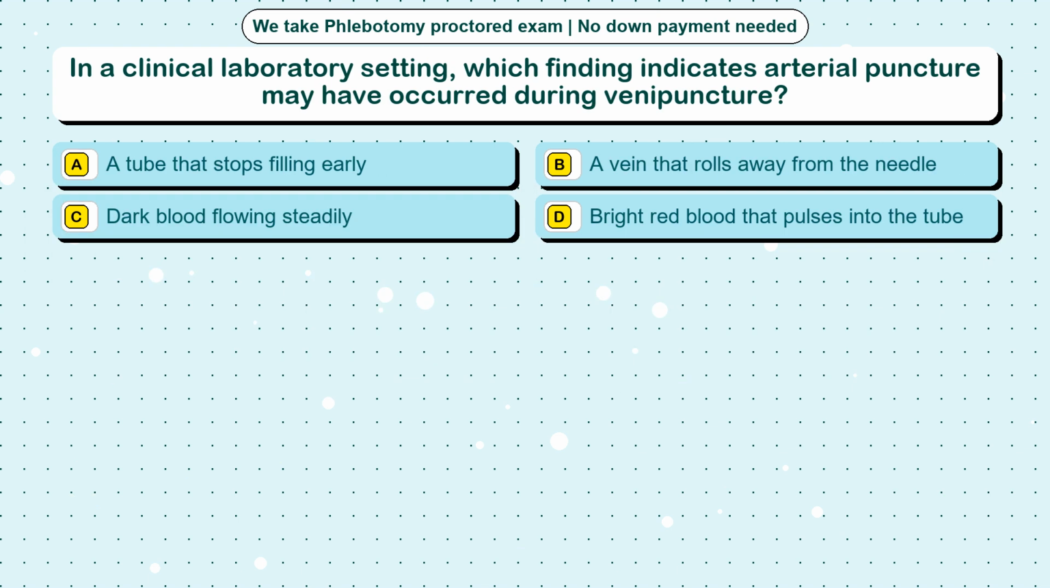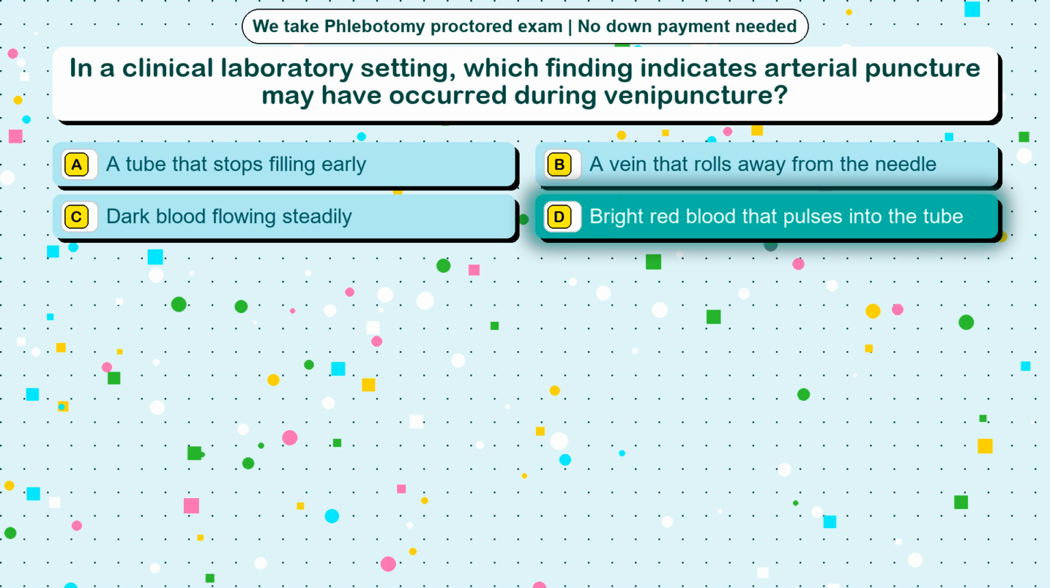Question 71. In a clinical laboratory setting, which finding indicates arterial puncture may have occurred during venipuncture? Option A. A tube that stops filling early. Option B. A vein that rolls away from the needle. Option C. Dark blood flowing steadily. Option D. Bright red blood that pulses into the tube.